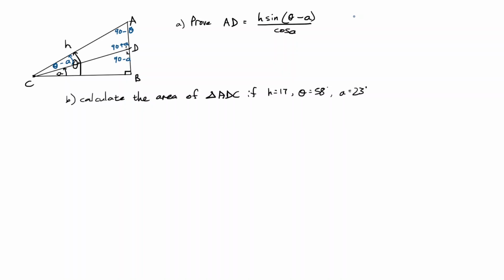Step two, I find it's helpful to try and work out the common line. In this case, the line that joins the two triangles is CD. So we might be trying to dive into that first.